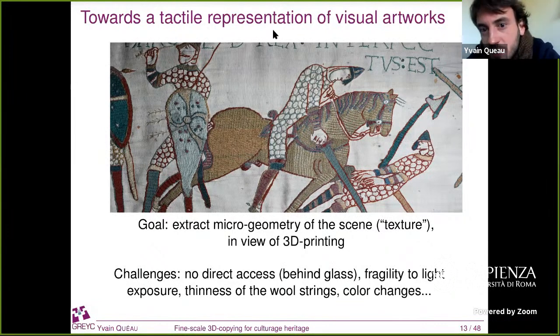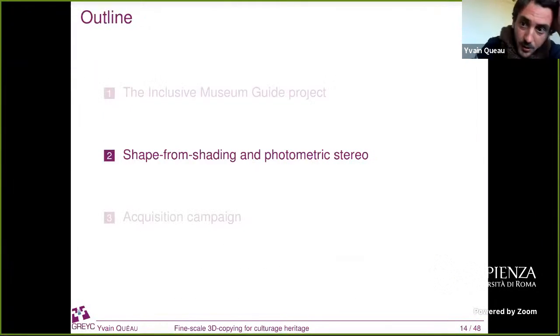There are many color changes in the scene, so it's not a uniformly white piece of art, so you cannot just do simple shape from shading, for instance, etc. All of these questions I'm going to answer during the talk. Now I'm going to give you a bit of background on two techniques for doing 3D reconstruction, which are shape from shading and photometric stereo.